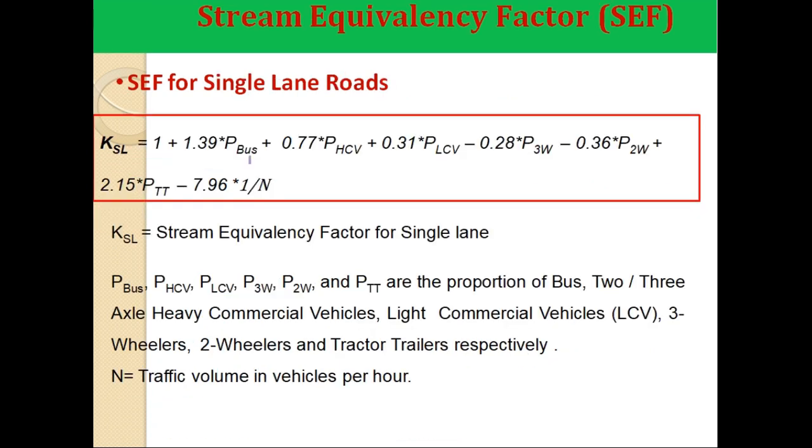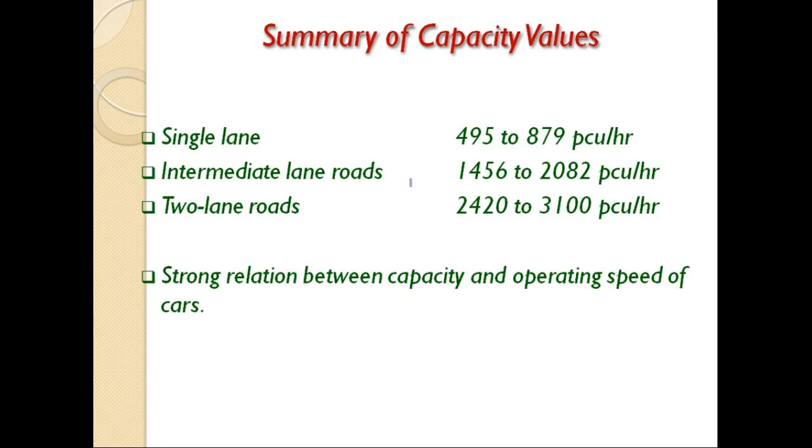Similarly, this is the equation for single lane roads. Here we consider a lesser number of vehicle categories which are generally found on single lane roads in India, and this is the summary of capacity values for single lane, intermediate lane and two lane roads. And again I would say that these are different from what is given in IRC 64.